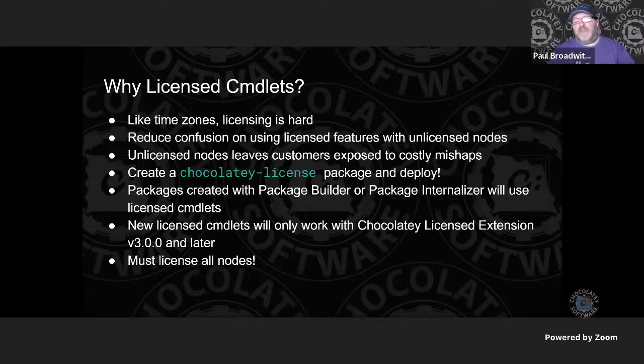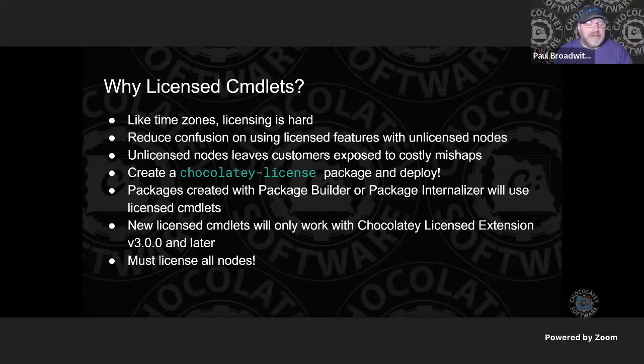But there's a simple way to do it. When we spoke to customers, the first question is, well, how are we supposed to license all these other nodes? Maybe we've got 500 or 1,000 or whatever it happens to be. Create a Chocolatey license package and just deploy it. Chocolatey is a package manager. So create a package with your license in it and deploy it to your machines.